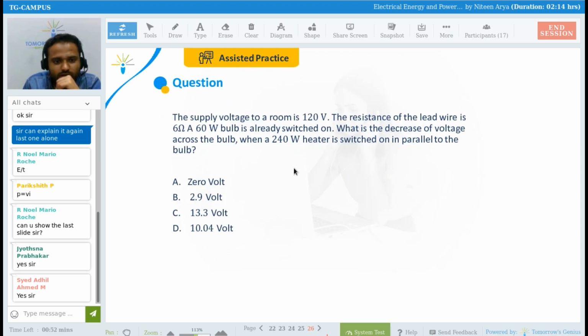Okay, simple. So now, let me check. This is your practice question. The supply voltage to a room is this. The resistance of the lead wire is this. A 60-watt bulb is already switched on. What is the decrease of voltage across the bulb when a 240-watt heater is switched on? Sorry, in parallel to the bulb. Read this question twice, and tell me what you understand, then I'll let you know also. You have given the resistance of a bulb, if I am not wrong. Okay, not given.